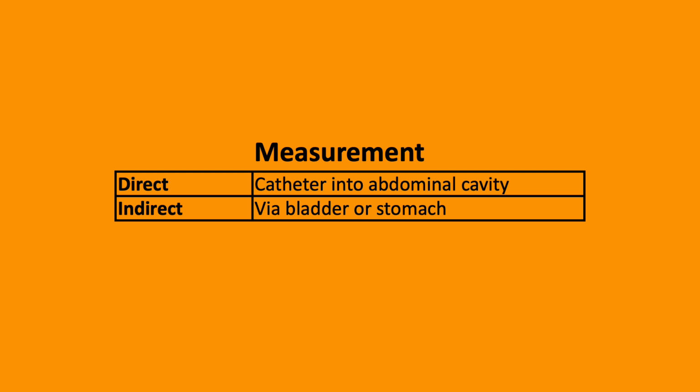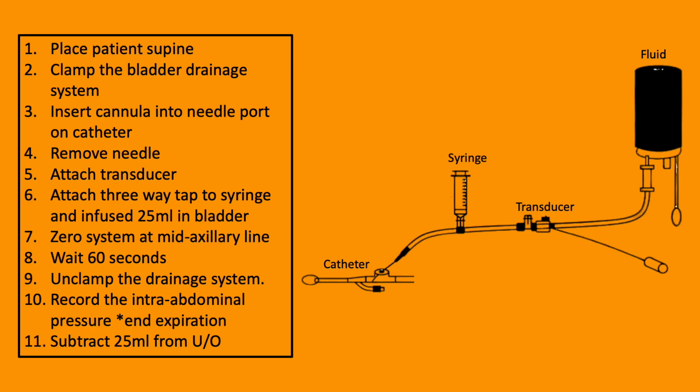Intra-abdominal pressure measurements can be achieved directly via a catheter into the abdominal cavity or indirectly via assessment through the bladder or stomach. Now we'll discuss how to indirectly measure the intra-abdominal pressure using a simple catheter and a transducer. Lie the patient flat, clamp the bladder drainage system, and insert a cannula into the needle port on the catheter. Remove the needle from the cannula and attach the transducer.